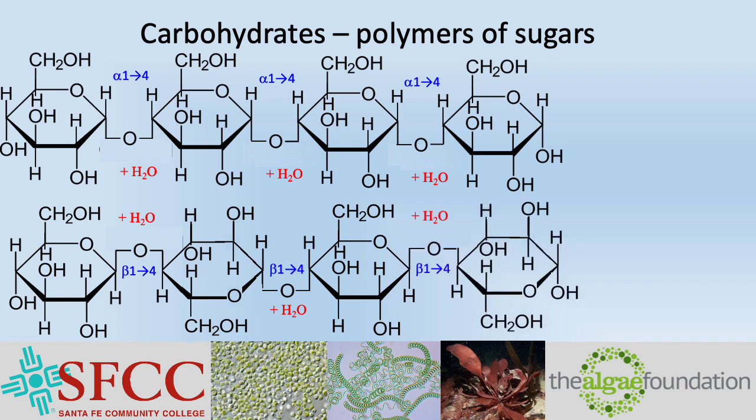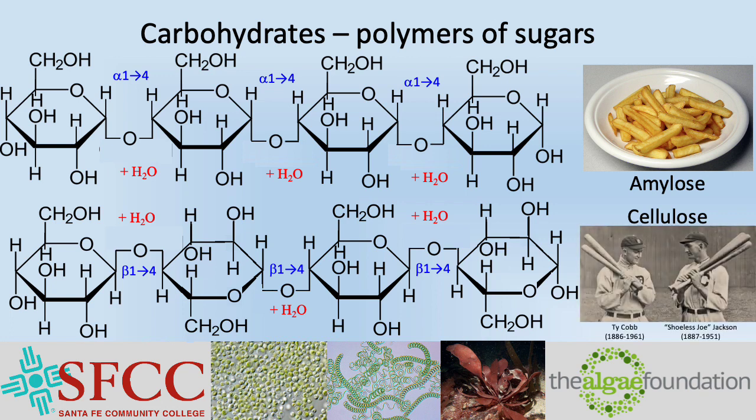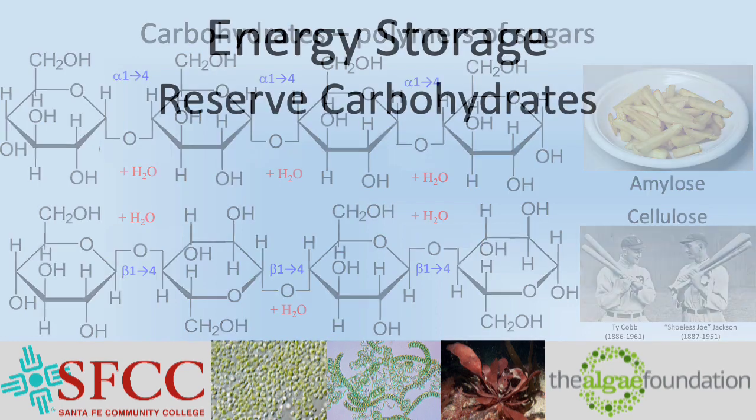The upper glucose polymer is called amylose, a major portion of the starch in your French fries. The lower glucose polymer is called cellulose, the major molecule in wood. Are you surprised to learn that baseball bats are mostly sugar? Compounds with very different chemical properties can be made from the same monosaccharide. It just depends on how they're put together.